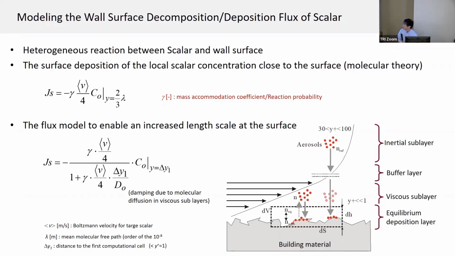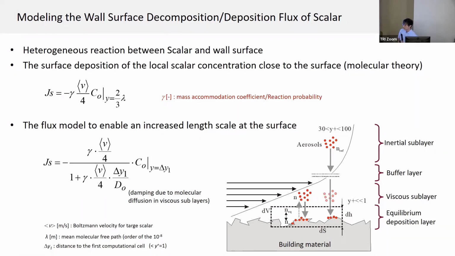this formula. J_s means the deposition flux, and gamma means the mass accommodation coefficient, or reaction probability, between the chemical molecules and target surfaces. And the bracketed V shows the Boltzmann velocity. If we can calculate gamma and the Boltzmann velocity, we can apply this deposition model to the simulation. But unfortunately, this model is true only within the range of the molecular free path, and compared to the CFD mesh, the molecular free path is much, much smaller.